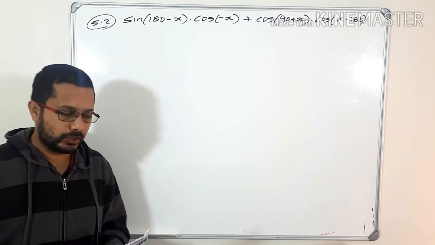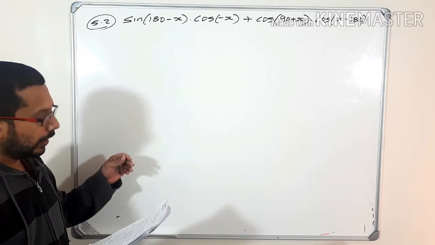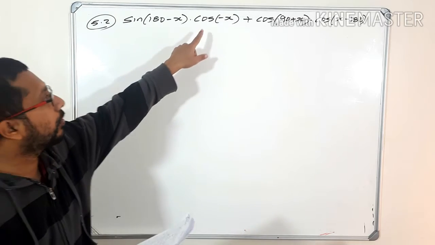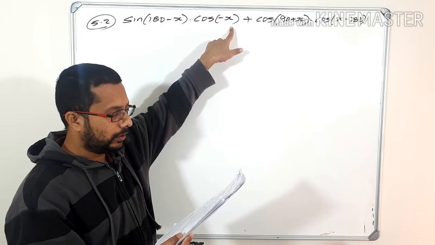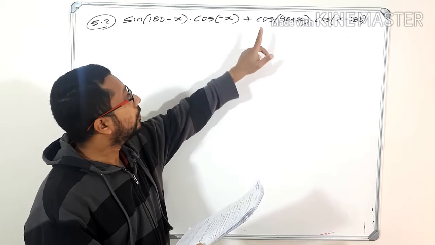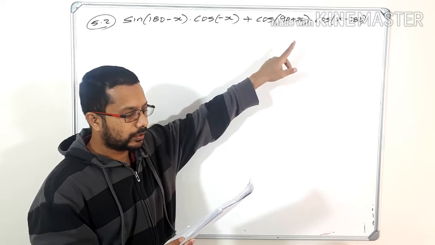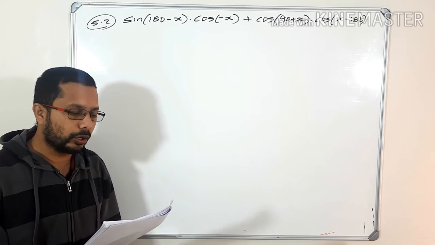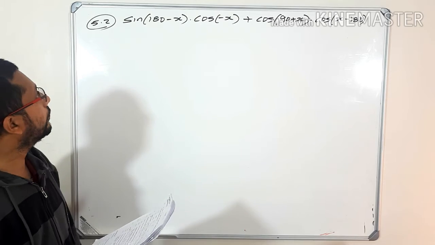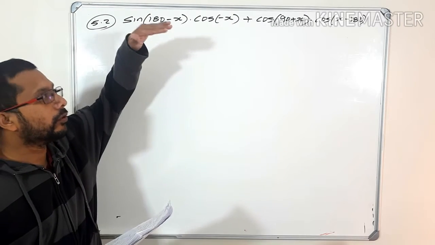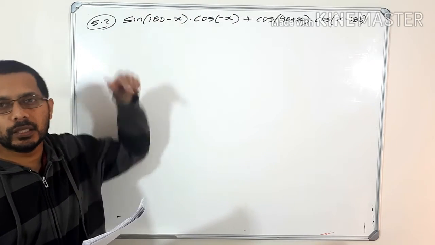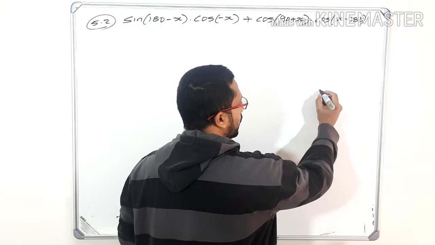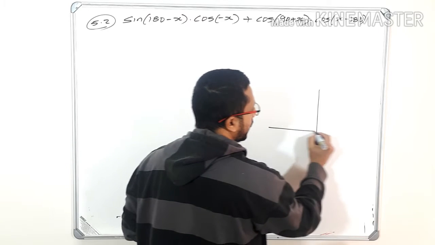Now look at the next question, 5.2. Simplify sine of 180 minus x into cos of minus x, plus cos of 90 plus x into cos of x minus 180 to a single trigonometric ratio. This is question number 5.2. So what is the question? You have to simplify this to a single trigonometric ratio. In this question you know that you have to apply the reduction method.